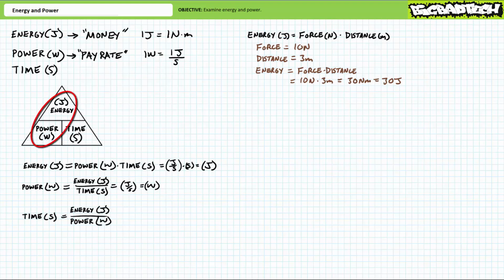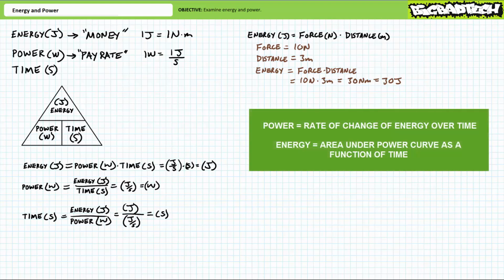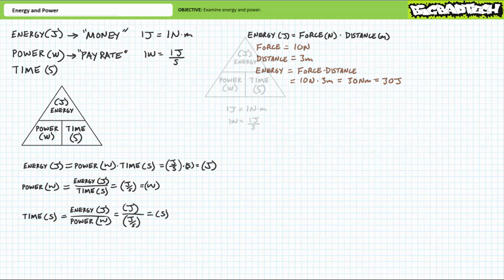Finally, to solve for time, take energy and divide it by power. Units of joules divided by units of joules per second yields units of seconds. For those of you with a calculus background, you'll realize power is the differential or rate of change of energy over time, and energy would be the integral or area under the power curve. For the purposes of this lecture series, we'll mostly steer clear of differentials and integrals and restrict our analysis to the much simpler algebraic manipulations.